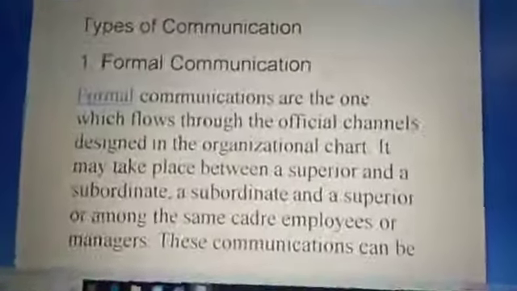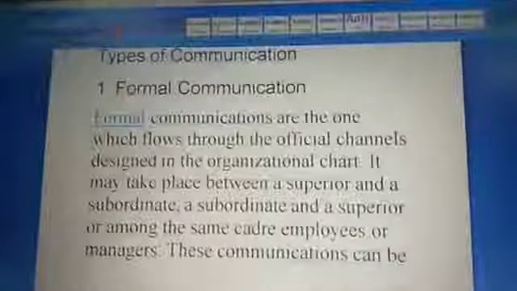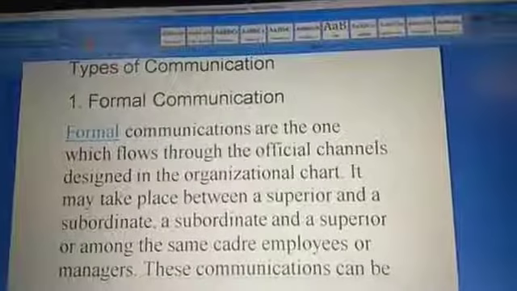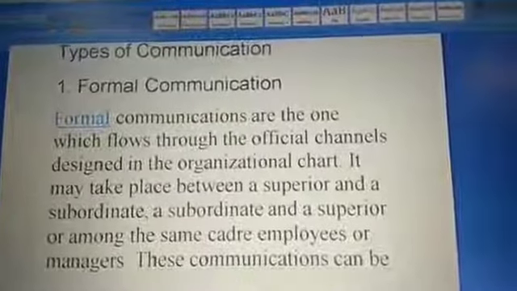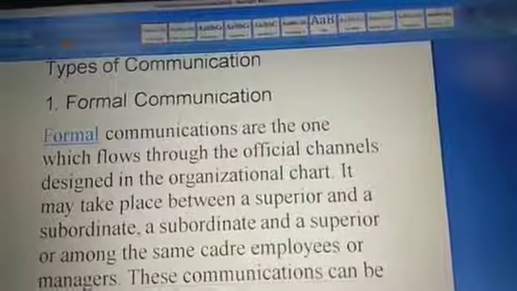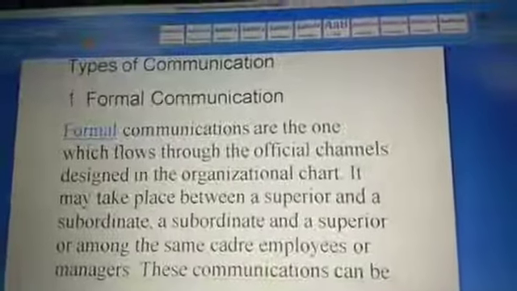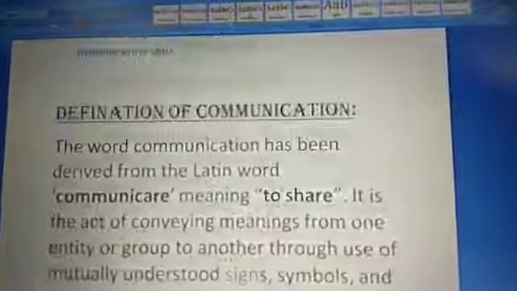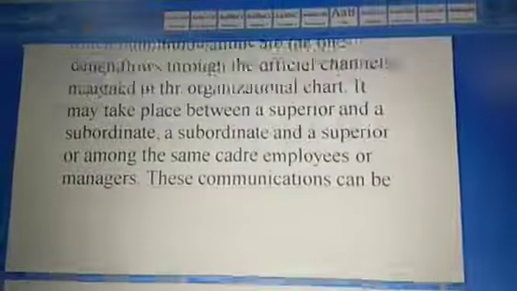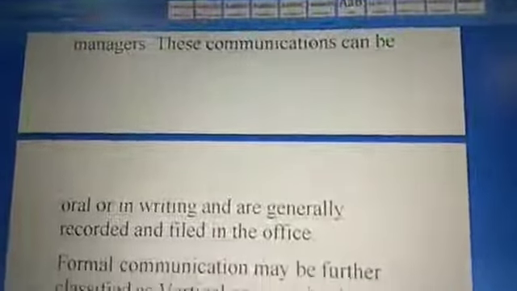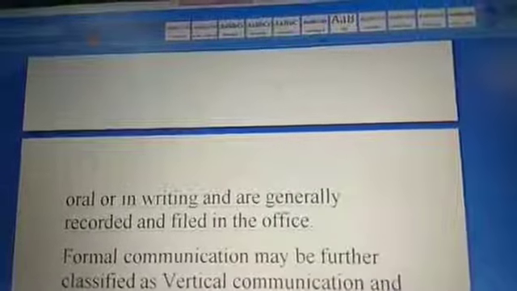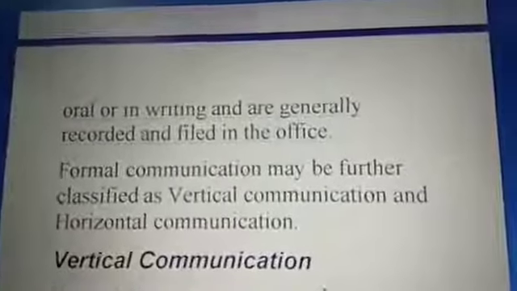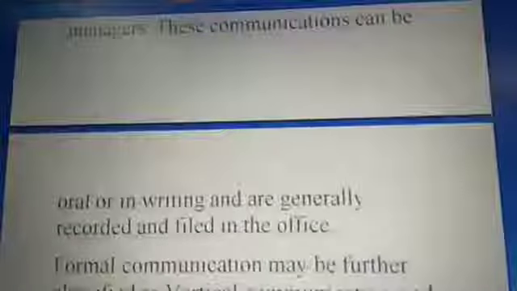Now, formal communication. Formal communication is the one which flows through the official channels designed in the organizational chart. It may take place between a superior and a subordinate, or among employees or managers of the same cadre. These communications can be oral or in writing and are generally recorded and filed in the office. Formal communication may be further classified as vertical communication and horizontal communication.